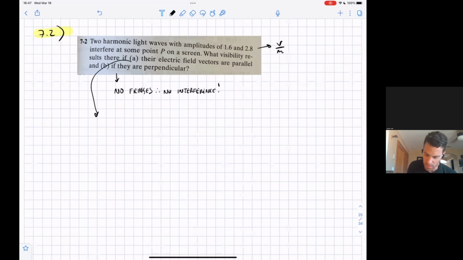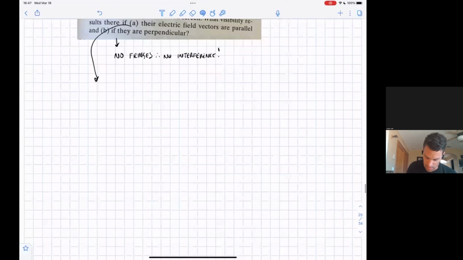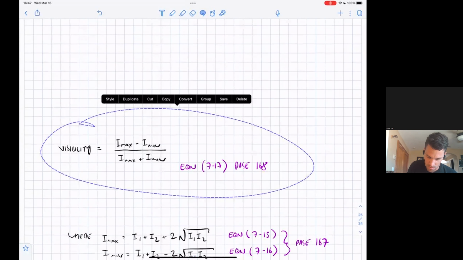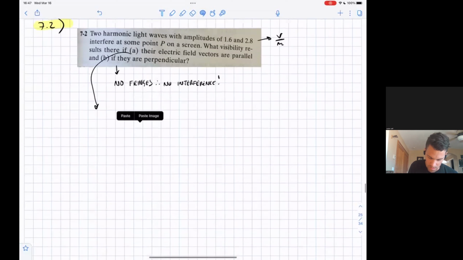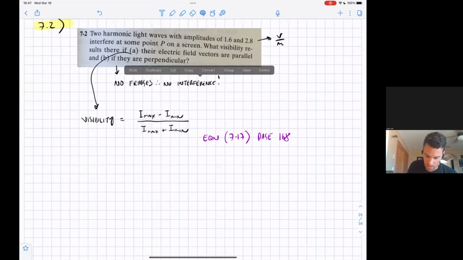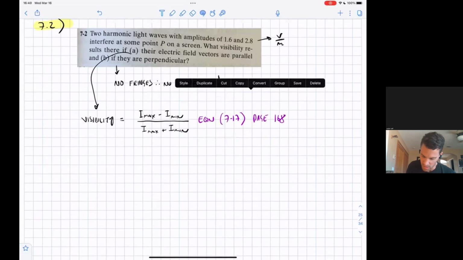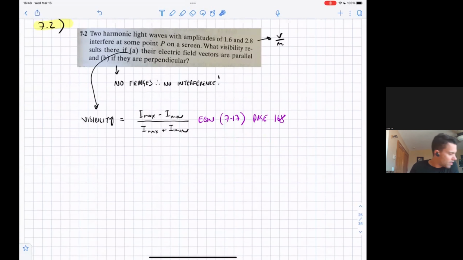Now if their electric field vectors are parallel, that's going to give us an actual answer. The equation for visibility is this one here. If you're using the Pedrotti textbook, this is equation 7.17 on page 168. Visibility is also called fringe contrast. It's useful, and it's going to be a number between 0 and 1.